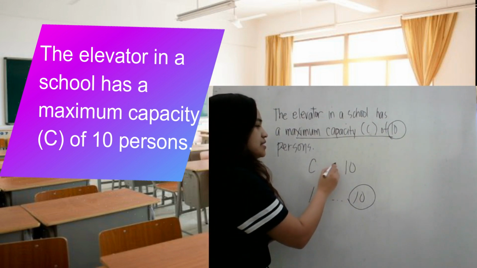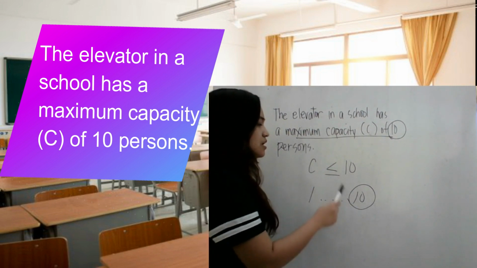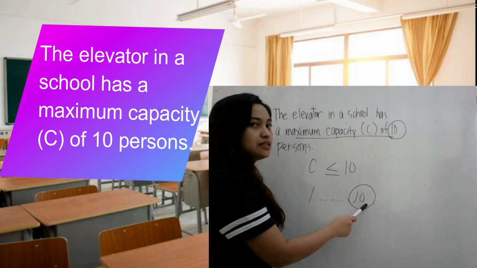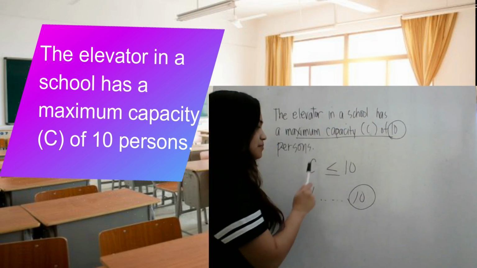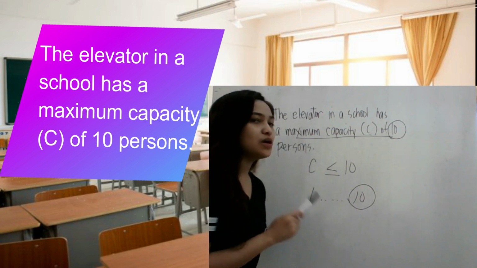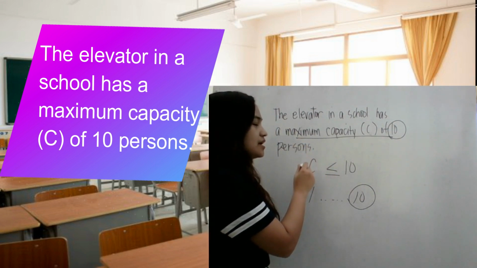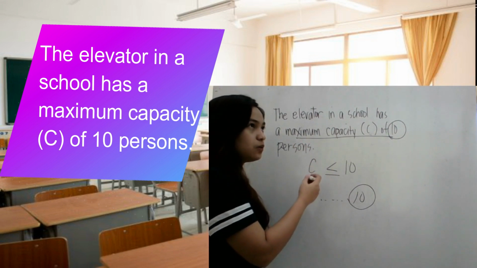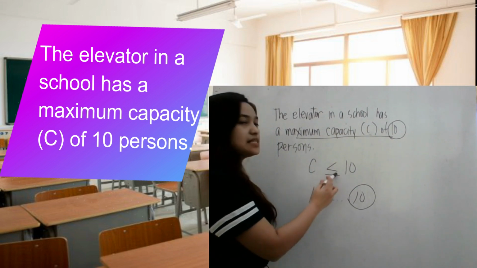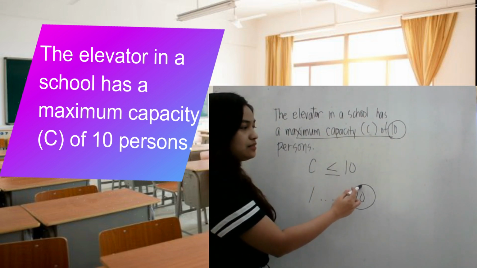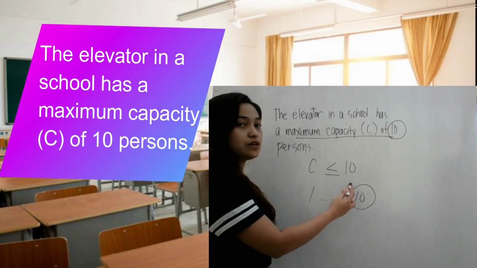C is less than or equal to 10. Kasi pwede siyang mag-equal kay 10, at pwede naman na mas mababa pa kay 10. Kasi di ba ang C ang nagre-represent kung ilan ang bilang ng persons na kayang ipasok sa ating elevator or kayang i-ride on. Okay? So that means kapag maximum capacity, we have C is less than or equal to 10. So the final answer must be this. C is less than or equal to 10.